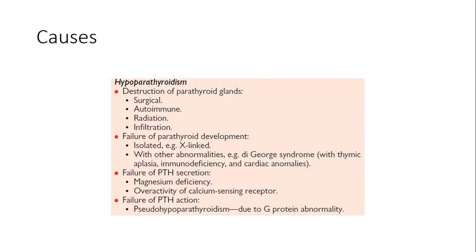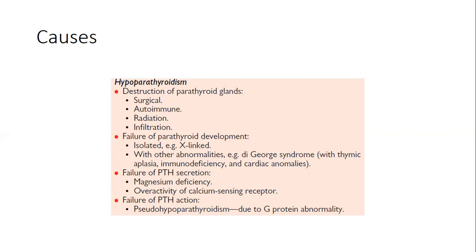This could be related to failure of parathyroid gland development, which could be isolated, that is X-linked, and with other abnormalities. And the example is DiGeorge syndrome with thymic aplasia, immunodeficiency, and cardiac abnormalities.